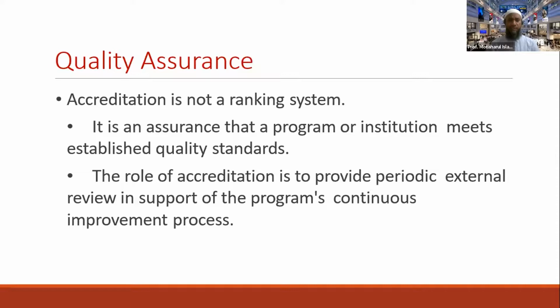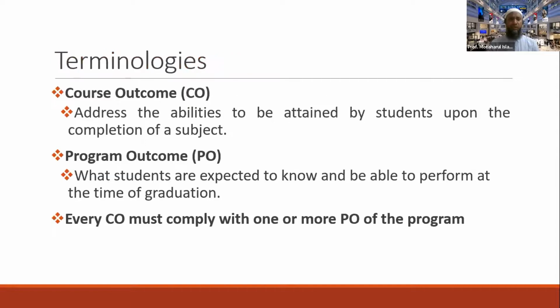But in outcome-based education, you see, we are getting the accreditation for a specific program. For example, computer science and engineering, chemical engineering, civil engineering, for a specific program. So this is the program-wise accreditation process. So in both ways, we can ensure the quality.